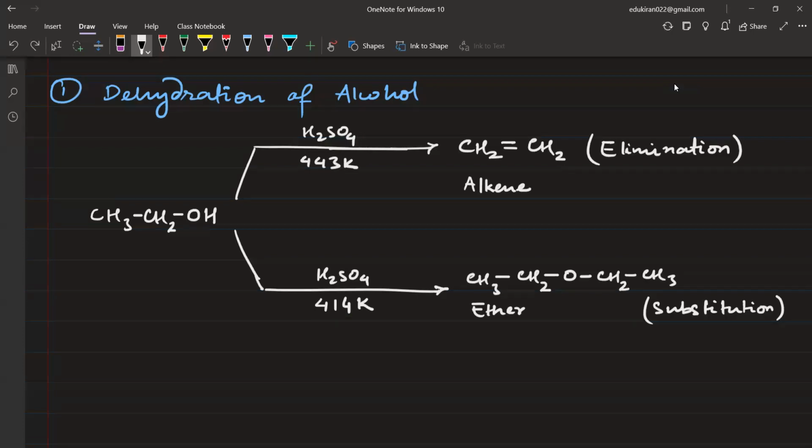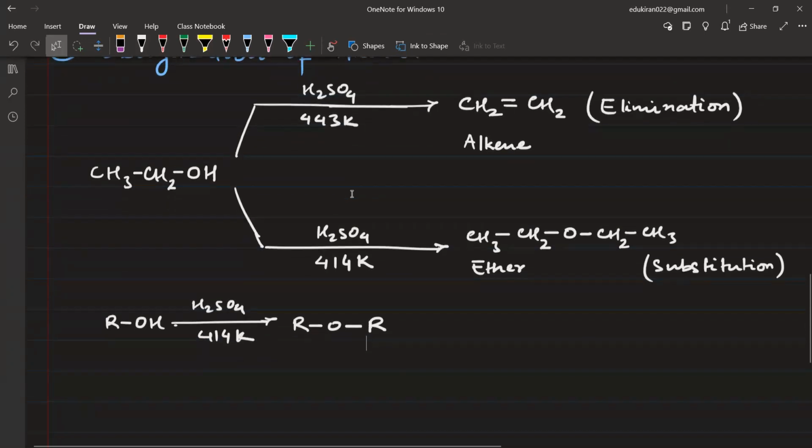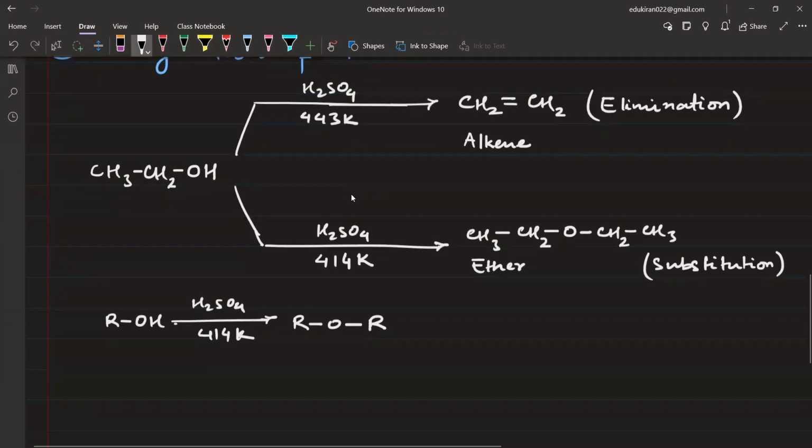Now, please write. Next thing is ROH, general reaction, when it reacts with H2SO4 at 414 Kelvin. In that case, you will get ether, RO and the same alkyl group. This alkyl group will be attached on either side of the oxygen, ROR. Now, if the same alkyl group is attached on either side of the oxygen atom, we call them symmetrical ether.